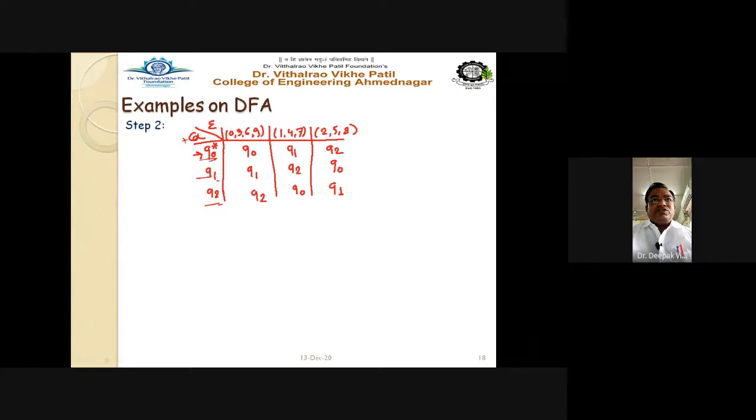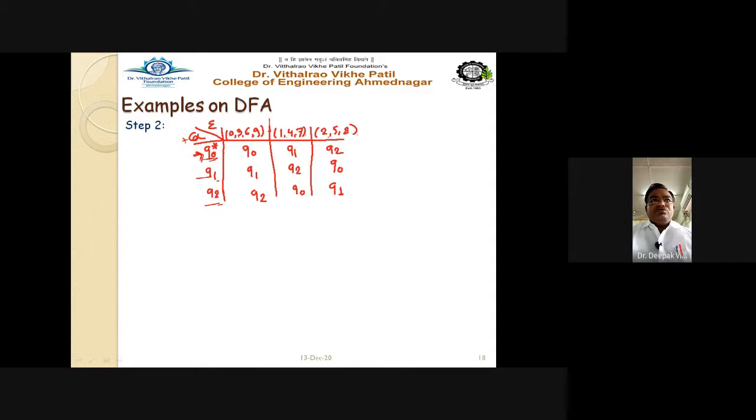And Q0 is nothing but your final state, as well as the start state. See here, this is the first input set: 0, 3, 6, 9. This is the first input set. 1, 4, 7 is another input set, and 2, 5, 8 is the third input set, which is given as input to the DFA, right?